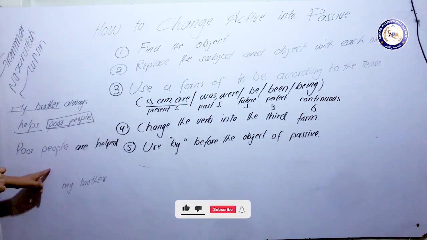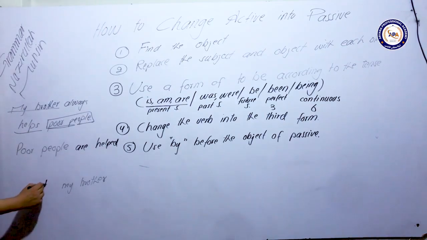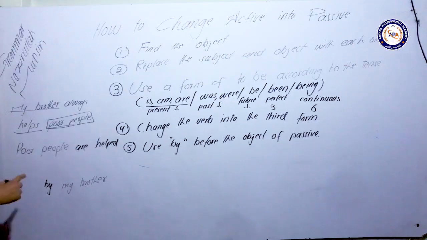So use by before the object of passive. Use by here. Poor people are helped by my brother.